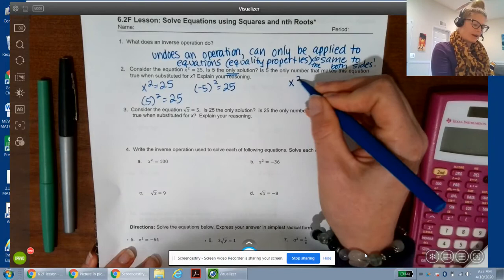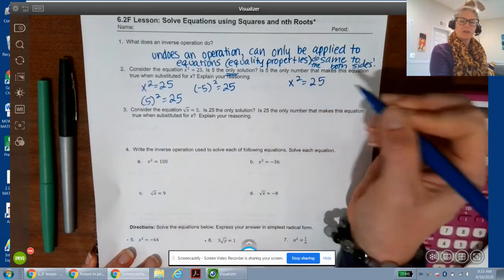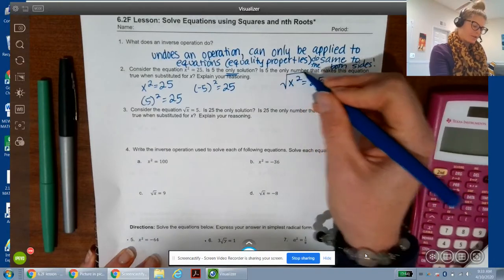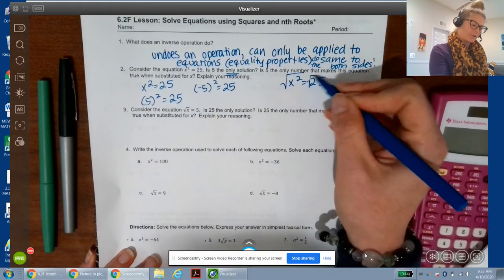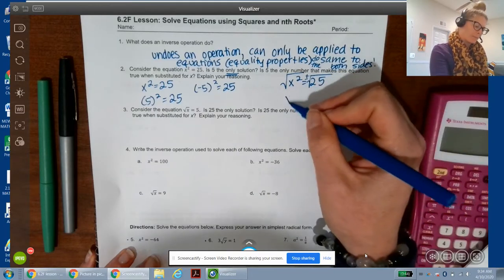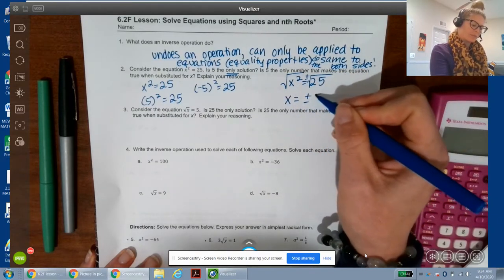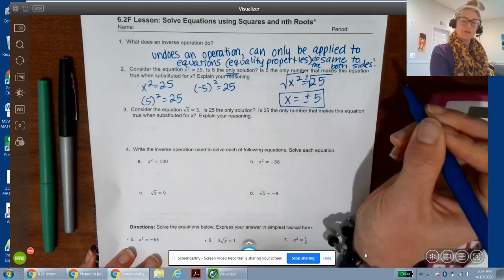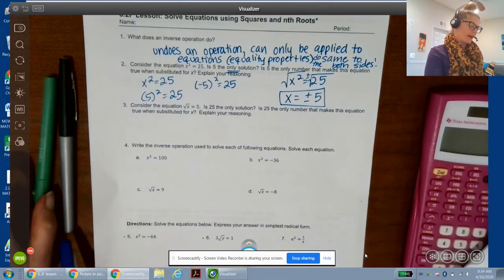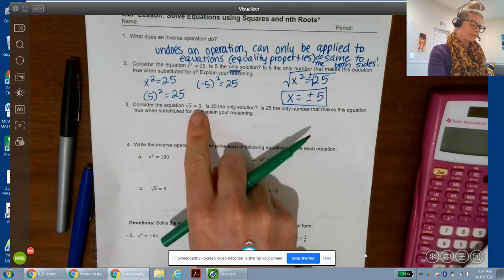So when you have x squared is equal to 25, the inverse operation of squaring is taking the square root. Whenever you're taking an even root, we have to think about the plus or minus being in front. So x is going to be equal to plus or minus 5. So there's two solutions. But now let's take a look at the square root of x equaling 5.